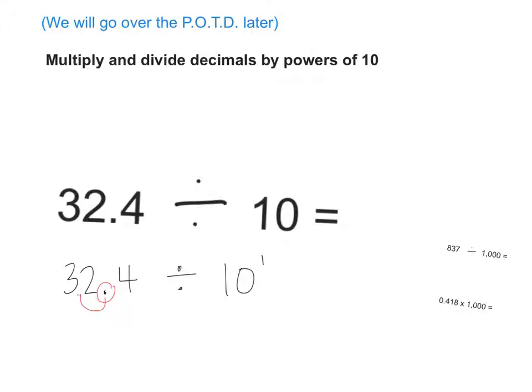1. I can tell how many in two ways. I can either look at the number of zeros here, or I can look at the exponent. Does the exponent always tell you how many zeros there will be? Yes. Interesting. So what's my answer? 32.4 divided by 10 is equal to 3.24. How do I say that in word form? Kish? 3 ones and 24 hundredths. Good. 3 and 24 hundredths. Very good.